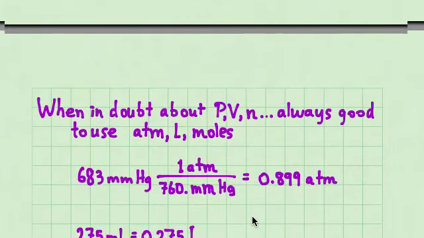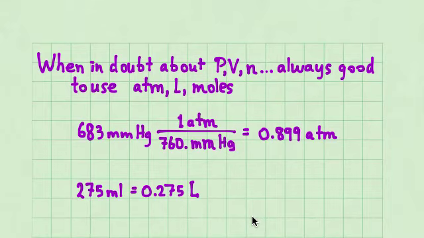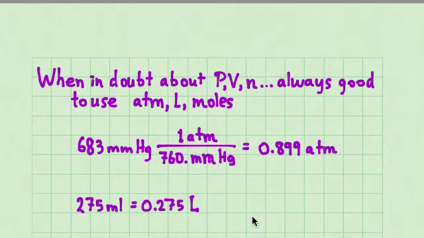When you're in doubt as to whether or not you really need to change pressure, volume, and number of particles to moles, pressure to atmospheres, volume to liters, in some of the individual gas laws, you may not need to do that, but it's not a bad idea if you're in doubt. Sometimes if you do it to both sides of the equation, it ends up canceling. It doesn't matter. But for us right now, let me do it.